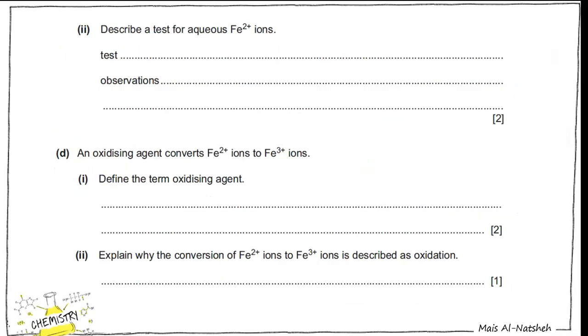Next part. Describe a test for aqueous iron 2 positive ions. Now, to test for cation, we can use solution of sodium hydroxide, and the observation for iron 2 positive is a green precipitate that is insoluble in excess. Please note not to mix it with the observation for iron 3 positive. The iron 2 positive gives a green precipitate, while the iron 3 positive gives a brown precipitate.